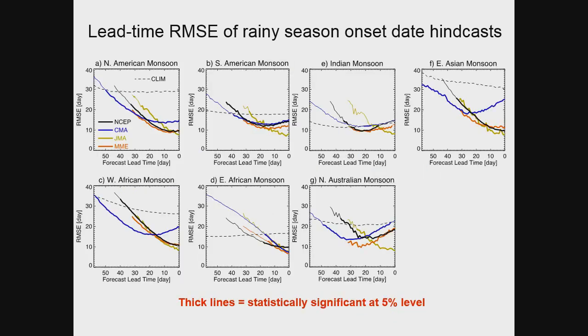So here are the plots for all 7 regions, and notice how usually you have the models outperforming the climatology by about 30 to 25 days for most regions. There's a lot of information here, but I would like you to focus on this fact that they outperform the climatology about 30 to 25 days, except over India and East Africa monsoons. There's very low skill there.